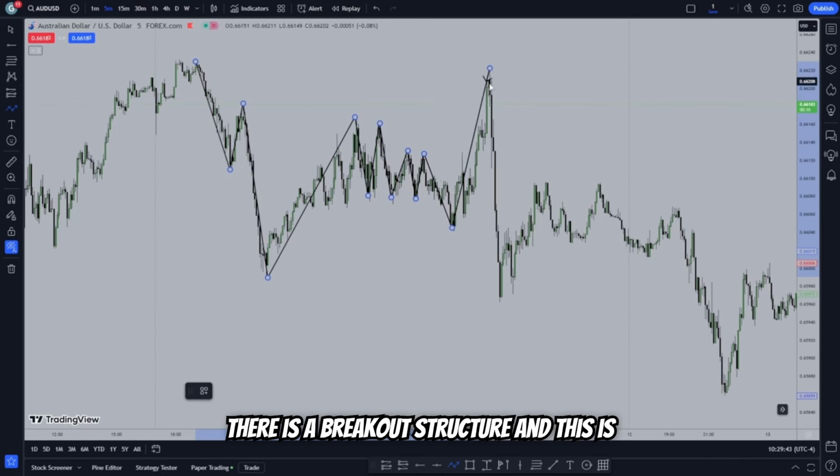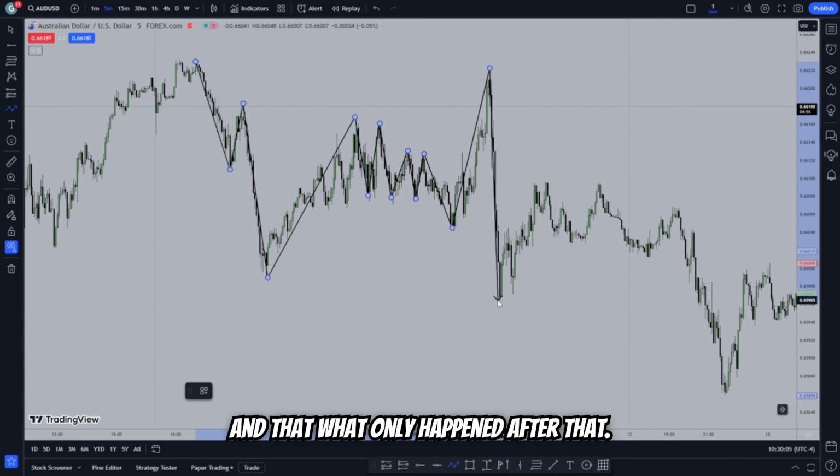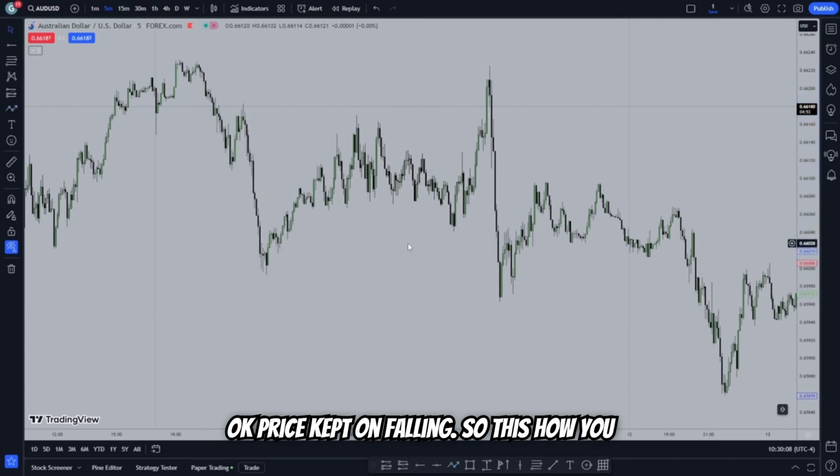But all of a sudden there is a break of structure, and this is enough to make fools of the traders who are trading higher highs and higher lows and trying to find a short-term trend. At this moment, people will see that this is a breakout, but this is not a breakout. This is a liquidity grab. So now what you have to do is place your sell limit right over here, and you should target this low, and that is what happened after that. Price kept on falling. So this is how you can find a short-term trend.